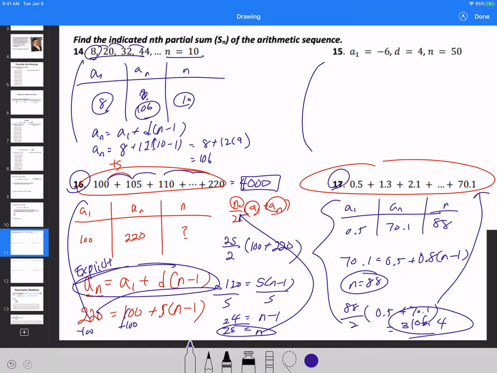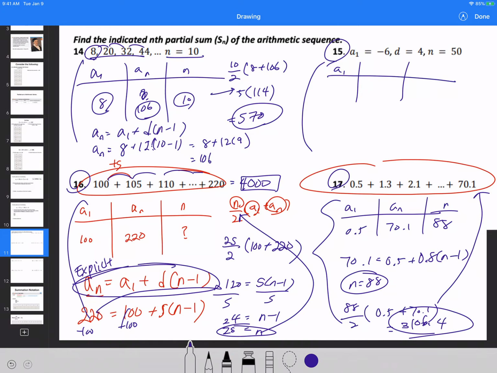Now that I have all three components, plug into your formula that says n divided by 2 times the first term plus the last term. 5 times 114, which should give you 570 as your final partial sum. Okay, try number 15. Pause the video, play it again once you're ready.